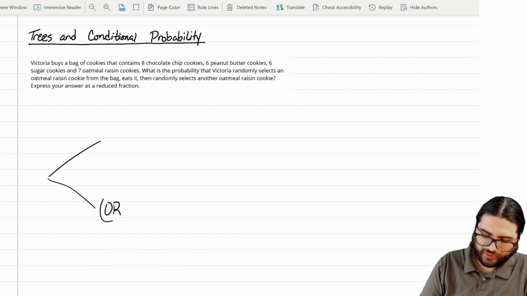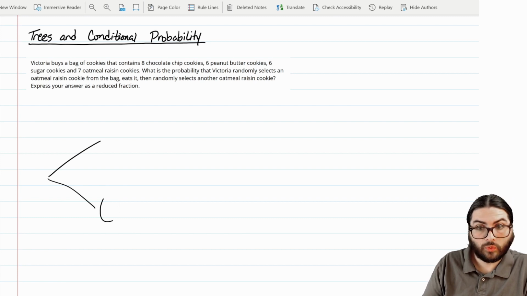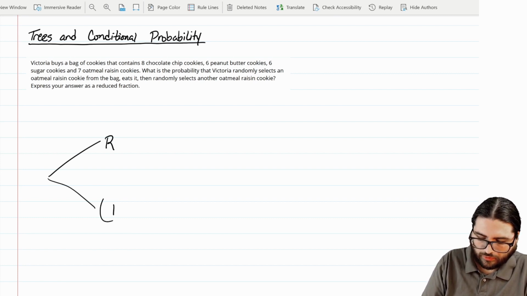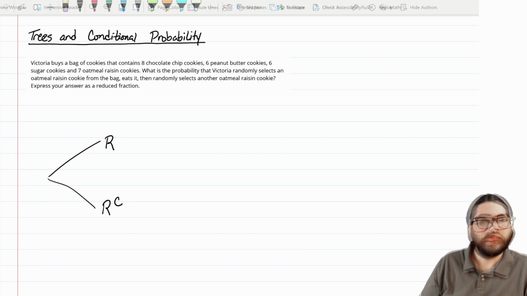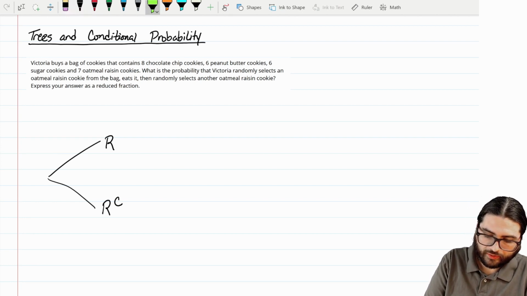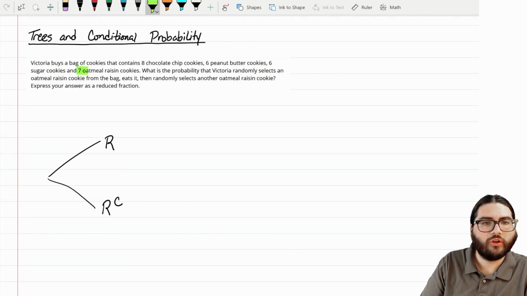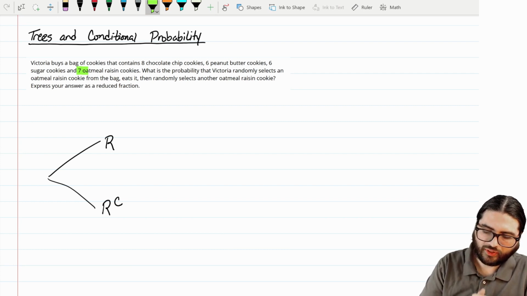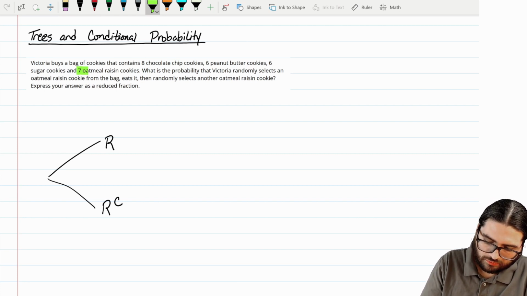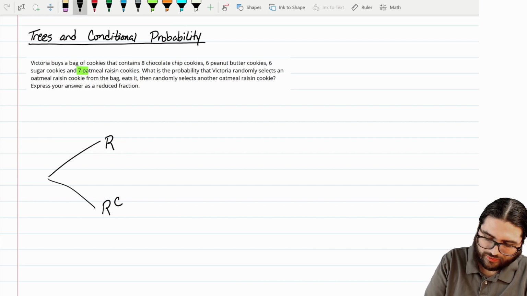And just to make things a little bit easier, because OR looks like the word "or," I'm just going to do R for raisin cookie, and not raisin cookie. All right. So this tree would represent the first selection from the bag. The probability that Victoria grabs a raisin cookie the very first time is 7 out of a total of 6 plus 8 plus 7 cookies in the bag. That's 12, 8 is 20, 27 total. 7 out of 27.